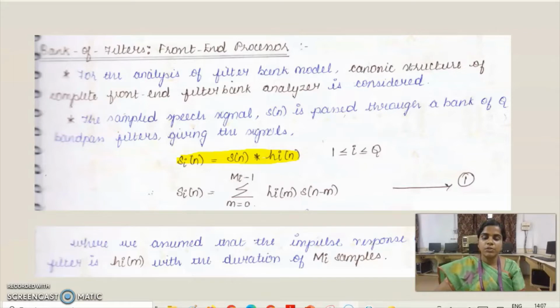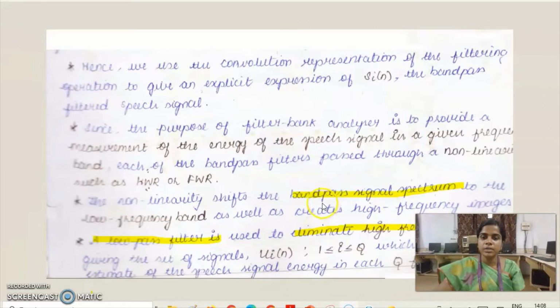We see that the output of any LTI system is given by the convolution of the input and the impulse response. And so the output of the filter bank is taken as the convolution between the input speech signal and the impulse response of the bandpass filter. So we have Si(n) = summation of Hi(m) S(n-m), following the formula for convolution. And we see that the energy is measured and we take this to be the bandpass signal spectrum.